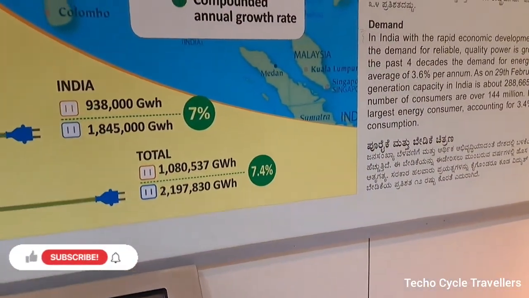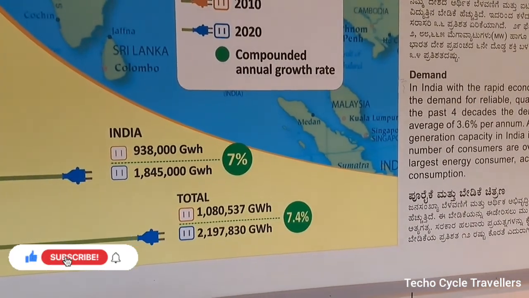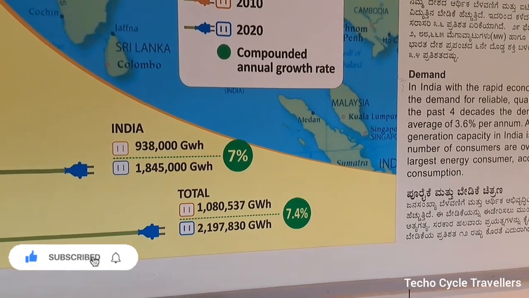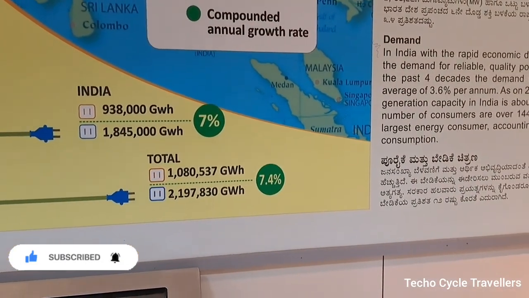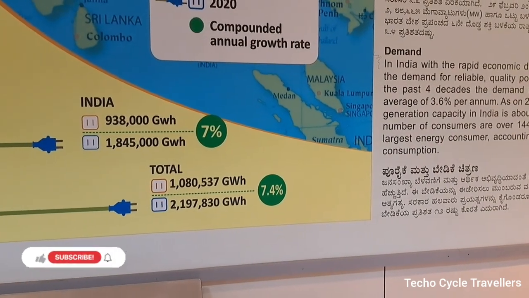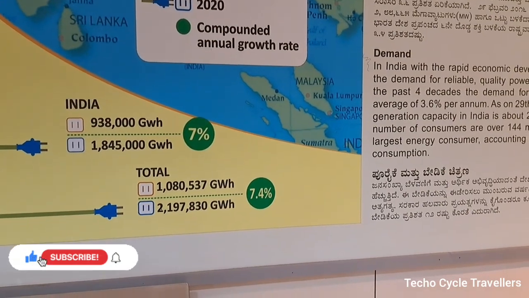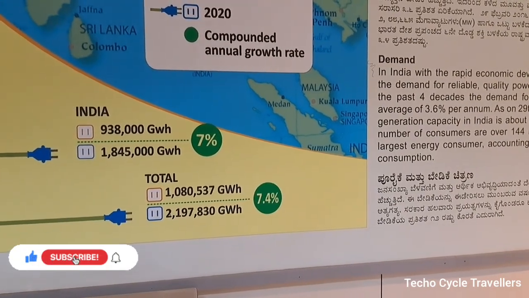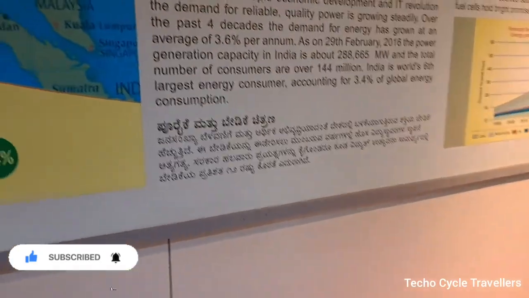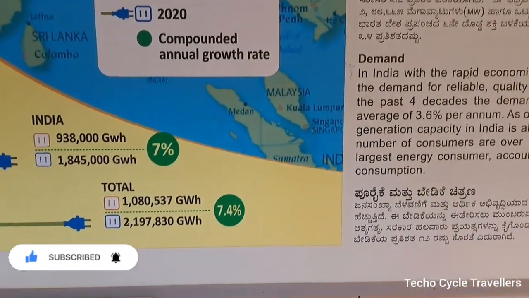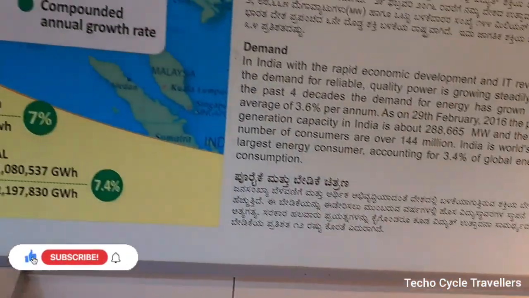India. Demand is 18,45,000 gigawatts. Supply is only 9,37,000 gigawatts. Total demand 21,97,830 gigawatts. Supply is only 10,80,587 gigawatts. Total 2010 and 2020 compound annual growth rate.